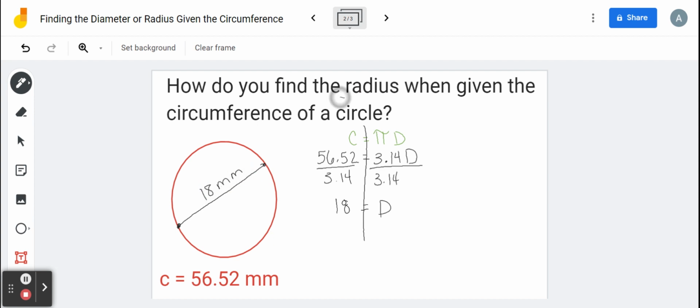But now we're looking for the radius. So remember, in one of my first videos, or what you know from the basic components of a circle, is that the radius is always half the diameter. So we know that the radius is going to be the halfway distance from the center of the circle to the end. So if I take and divide 18 by 2, that's going to give me a radius of 9. So our radius is going to equal 9 millimeters.